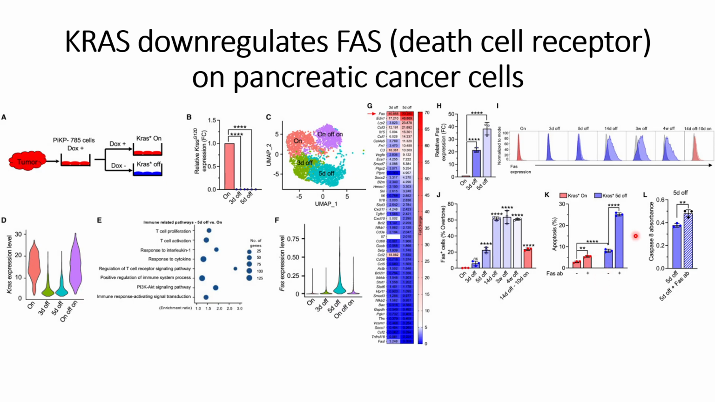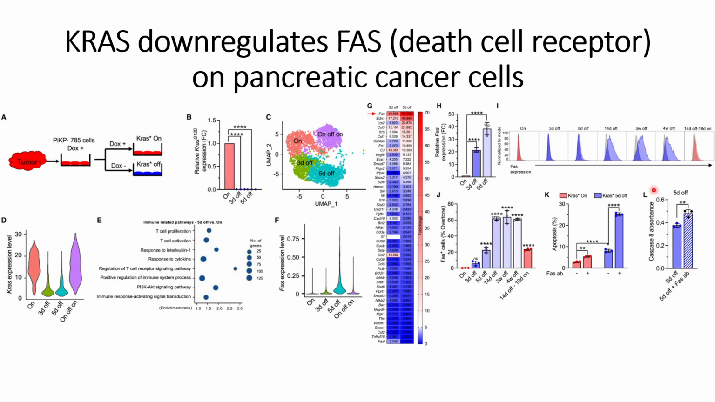Apart from the apoptosis of the cells, they also checked another apoptotic marker, caspase-8 activity, and they saw that caspase-8 activity also increases in the case where KRAS mutations are off and the FAS antibodies are used.